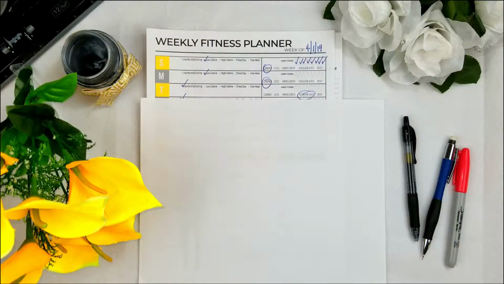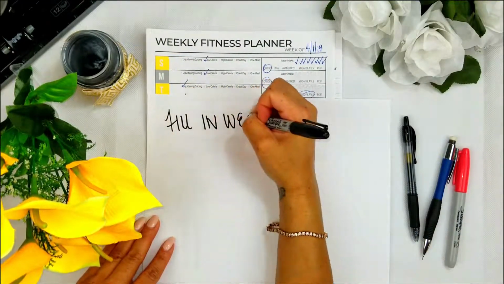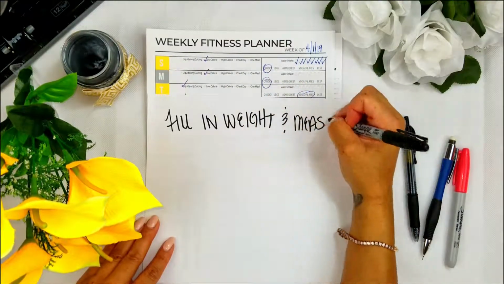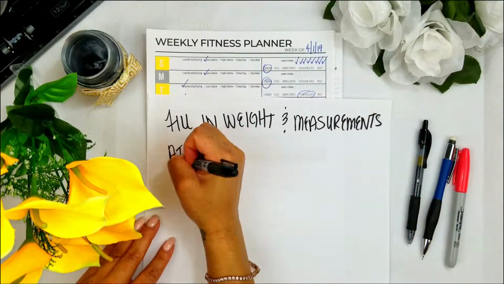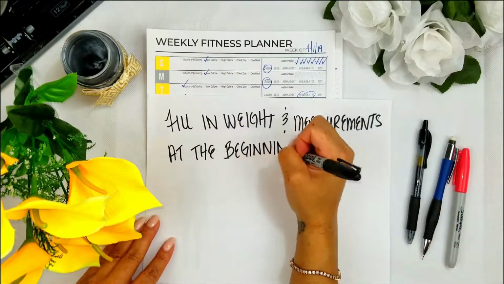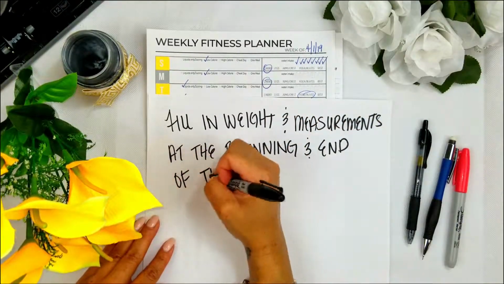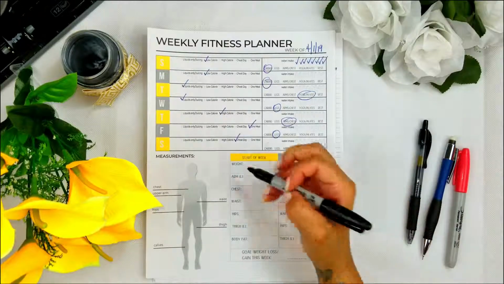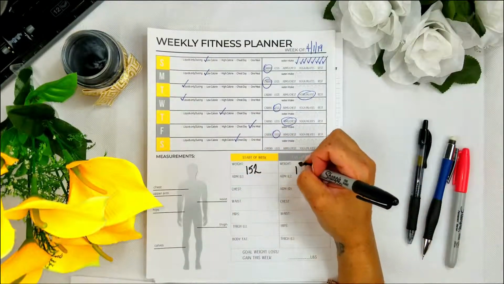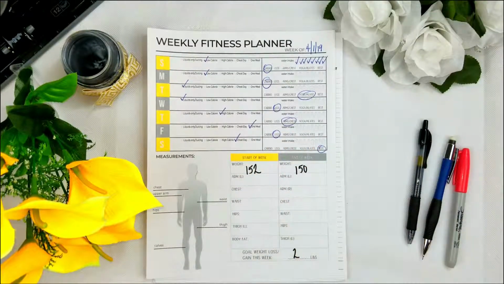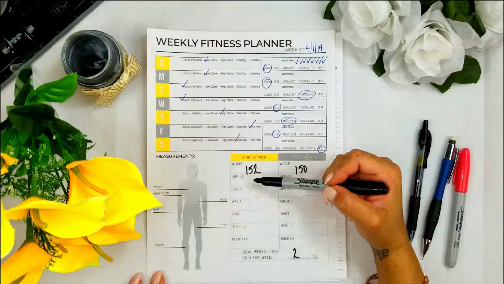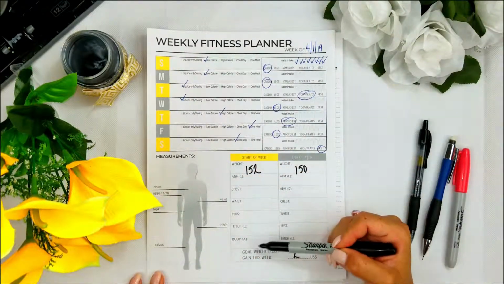Each day has 8 bottles of water, which you can check off throughout the day to ensure you are getting your needed water intake. At the bottom of the page, it has a place for you to record your body's measurements and weight at both the beginning and end of the week, and to calculate your weight gain or loss.